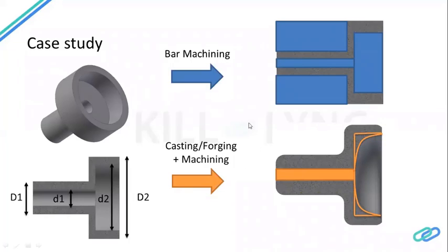So when we compare these two processes, let's think from a value analysis or value engineering aspect. What has happened in the bar machining is that we are wasting a lot of material.